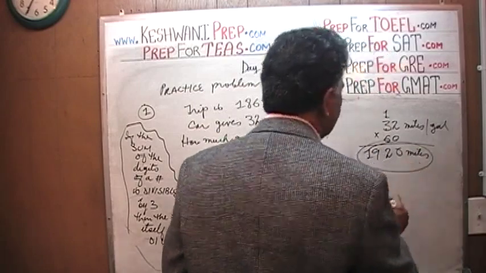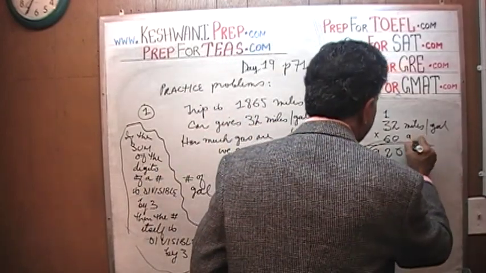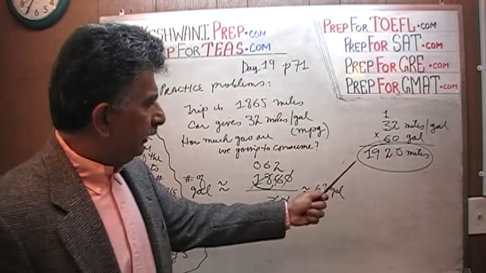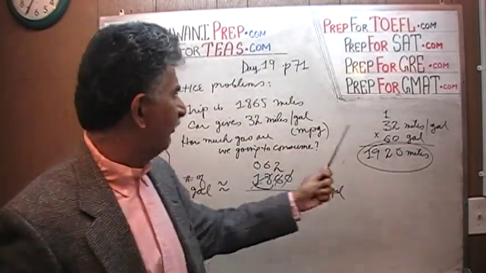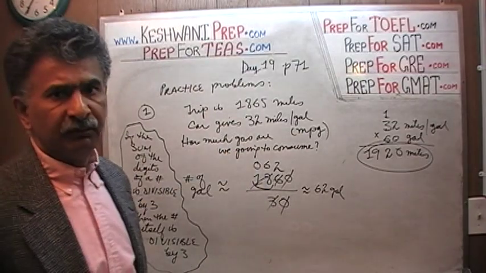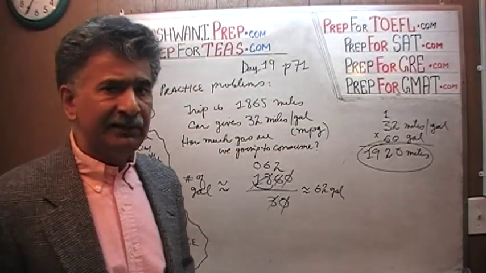Turns out, these are 60 gallons. Turns out that with 60 gallons we can travel as far as 1920 miles. We only have to go 1860 miles. It's going to require actually even less than 60 gallons.